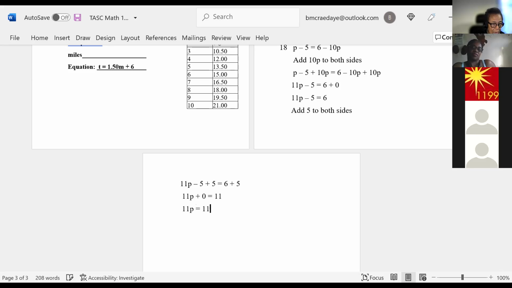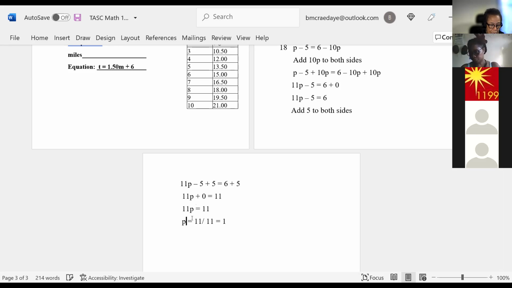11p equals 11. And only one number times 11 gives 11, and that's 1. So p equals 11 over 11, but you can just use mental math at this point. That's equal to 1. Okay, so yep, p is equal to 1.